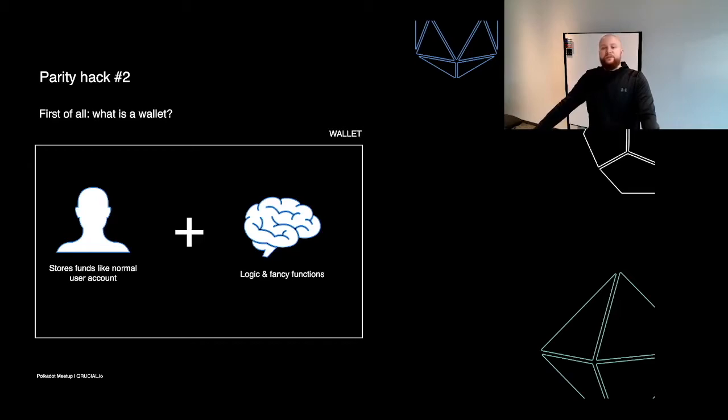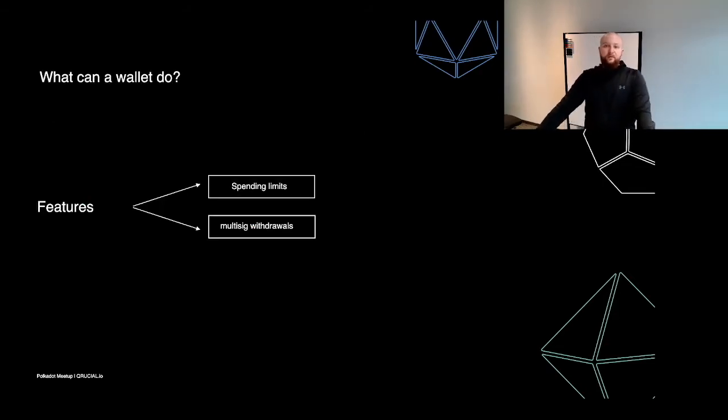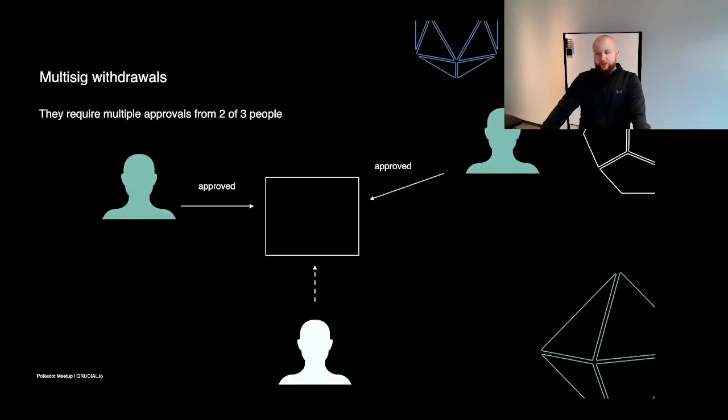Now I'm going to cover the second Parity wallet hack. For the second Parity wallet hack, this is a little bit more complex. So we should first of all understand what a wallet is. So a wallet stores funds just like a normal user account would do, but it also has logic and fancy functions added to it. And these types of fancy functions or features could be something like spending limits or multi-sig withdrawals. And the multi-sigs I'm going to cover a little further, because it is very important that you understand it to understand how the second Parity hack was done.